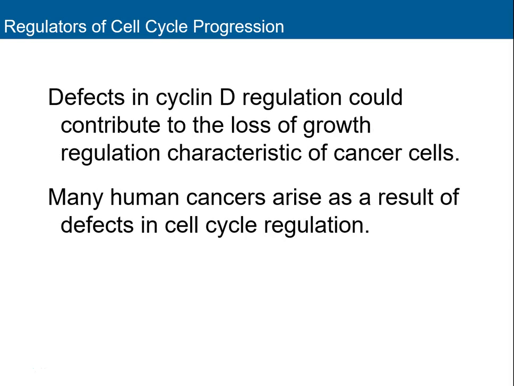It says, defects in cyclin D regulation can contribute to the loss of growth regulation, which is a characteristic of cancer cells. Because again, think about this, cyclin D is particularly that cyclin that's responsible for the progression from G1 into S, which is the main restriction point, okay? And so if you lose that regulation, cells will just enter into that cell cycle and progress through and divide when they shouldn't, okay? So many human cancers arise as a result of defects in cell cycle regulation. I said that a bunch of times and I'll say it one more time, okay?